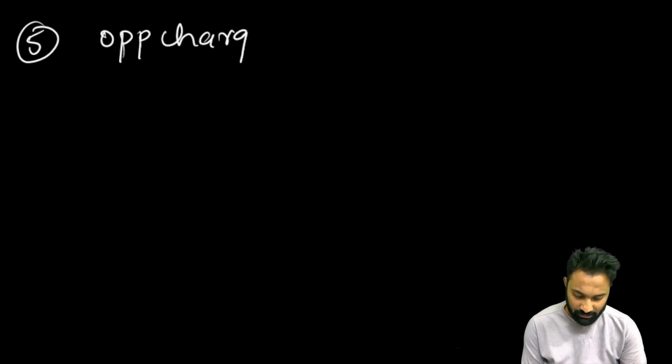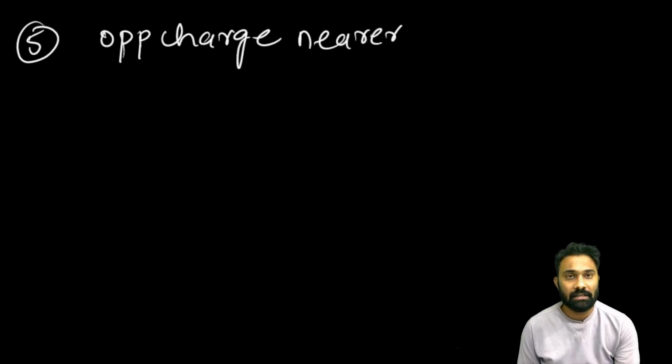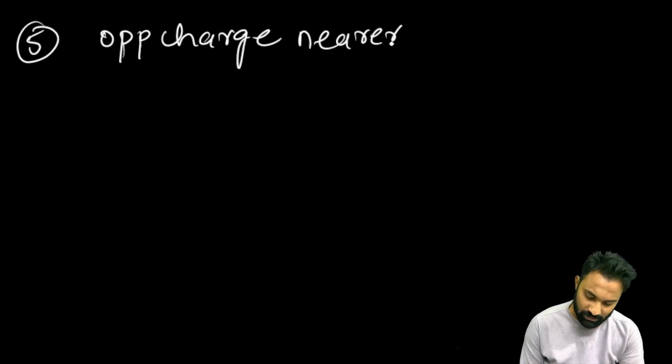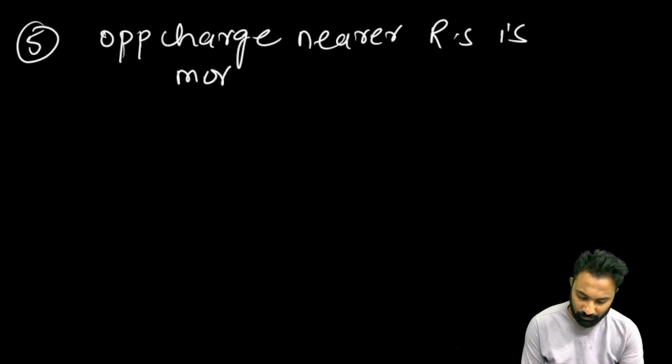Next point you have to remember is opposite charges nearer. Clear? In the resonating structure, opposite charges should be nearer. When opposite charges are nearer, the resonating structure is more stable.